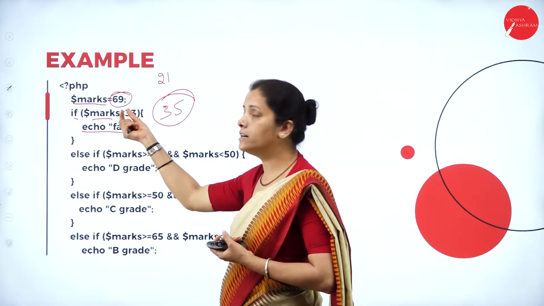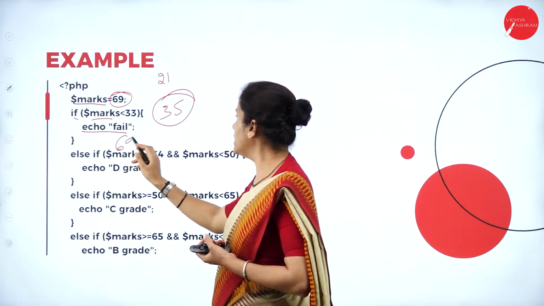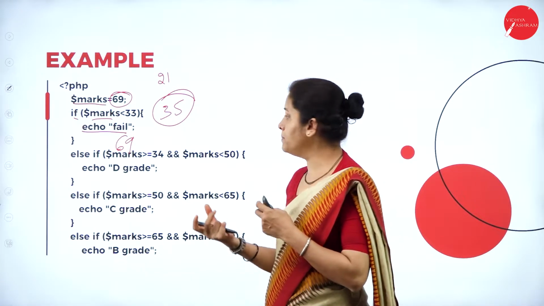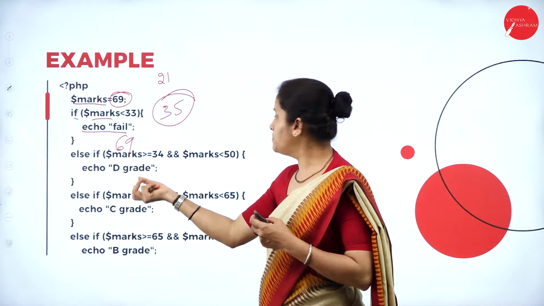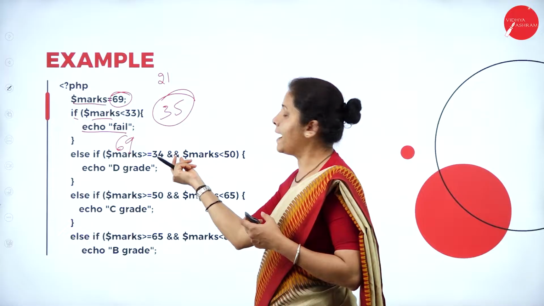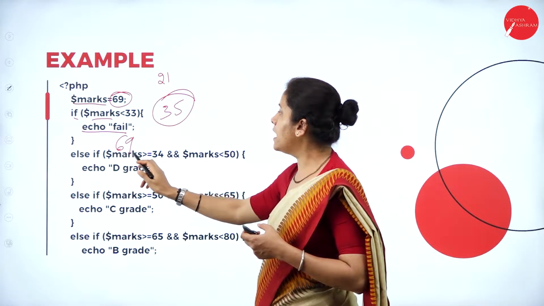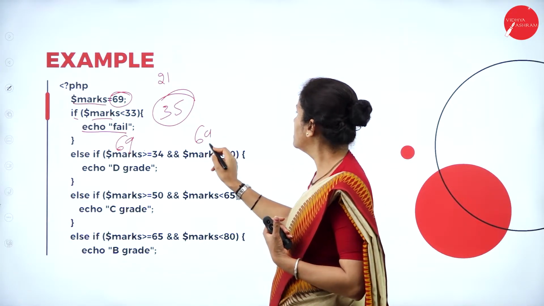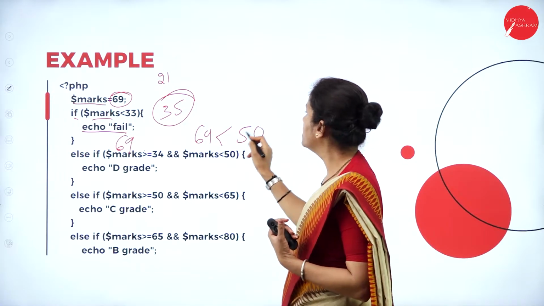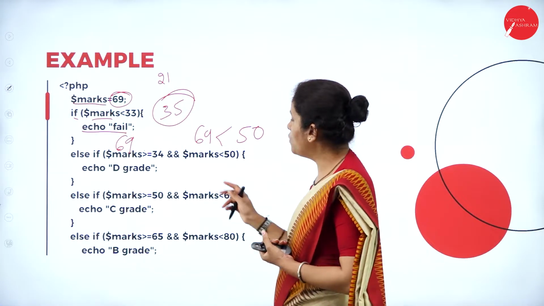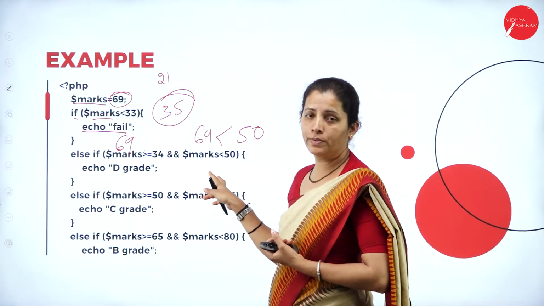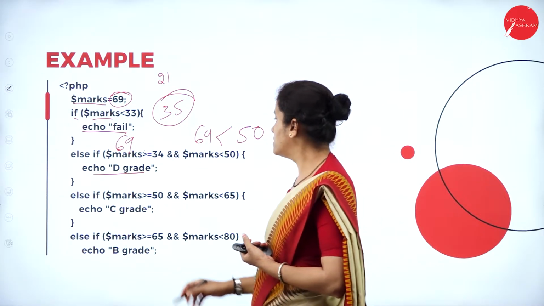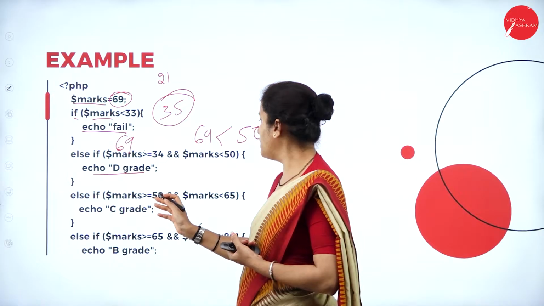Else, what's my marks here? 69. So 69 is greater than or equal to 34. Else, I'm checking once again because I just want to display the grade. So I'm using AND. Here 69 greater than 39, it is true, right? And 69 less than 50. If that is the case, from both sides I want to get true, then only my output is true. I'm going to display D grade. Else, marks is greater than, okay, marks is greater than what?